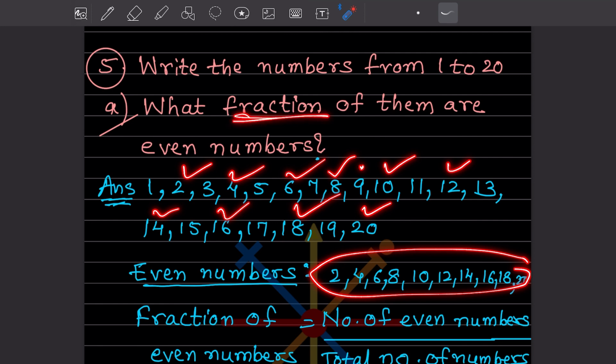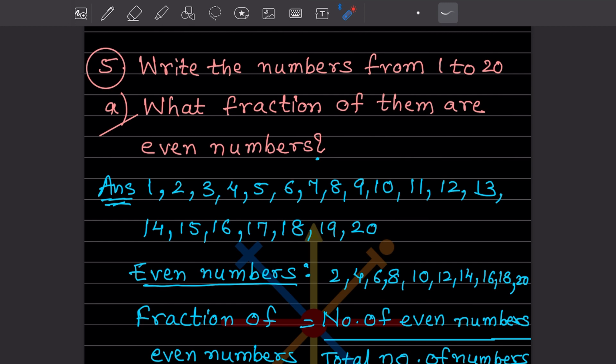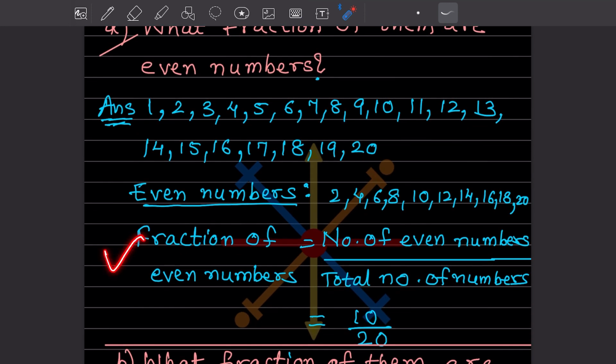Now they ask for the fraction. Look here, they ask for the fraction of them that are even numbers. So whenever we write a fraction, what do we write? Part divided by whole. So how many is the part? How many have we got here? 1, 2, 3, 4, 5, 6, 7, 8, 9, 10. So we'll write the formula first. Fraction of even numbers means number of even numbers divided by total numbers. Here these are the 10 numbers, right? So here we'll write 10. And total numbers are 20. So we write 10 by 20, and this can also be written as 10 ones are 10, 10 twos are 20, and that is 1 by 2.